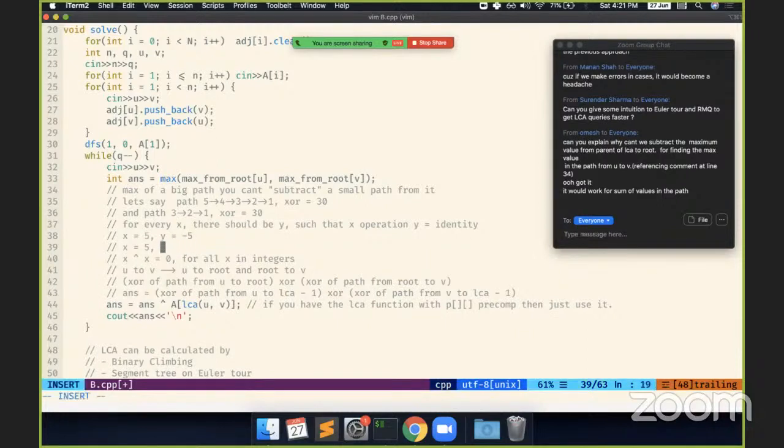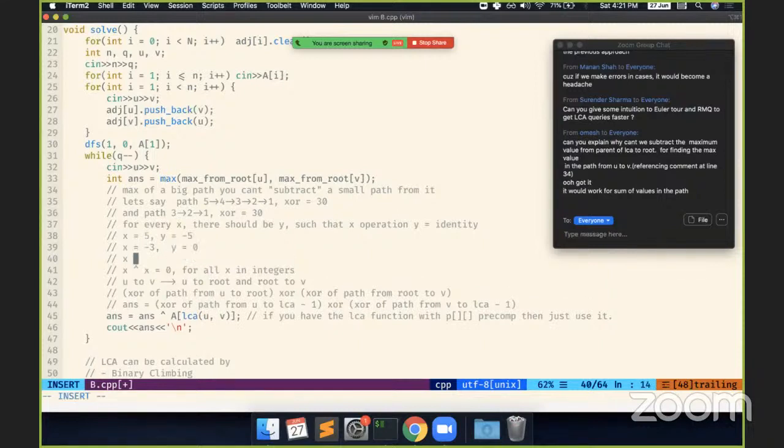If x is 5, no matter what you do, you can't reach identity. Maybe if x is minus 3, you can say that y can be 0. But for x is 5, there is no y. No matter what y you put, your max of x comma y will come out to be greater or equal to 5, which is not equal to identity.